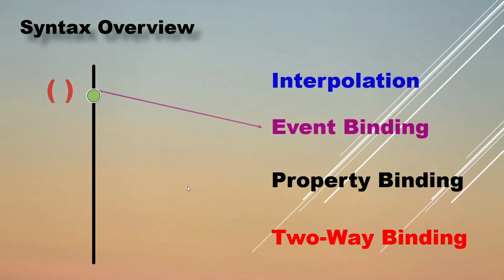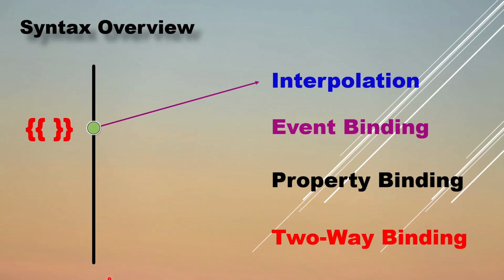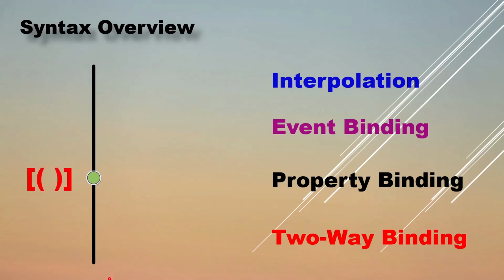Now let's move to the next one, which is interpolation. Then this one, the next one, is two-way data binding. This is property binding, where we can bind properties and access them from TS. So yeah, this is what data binding is all about.